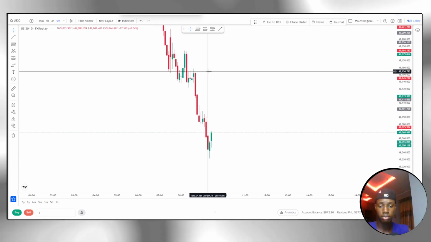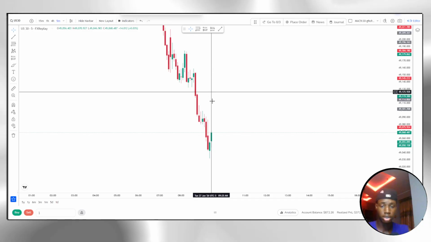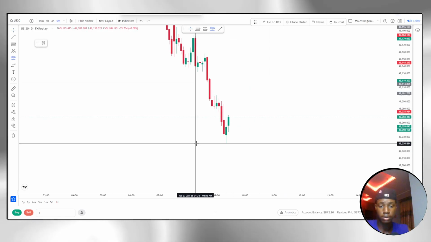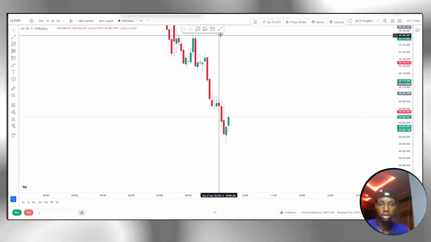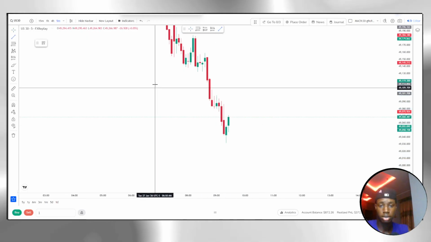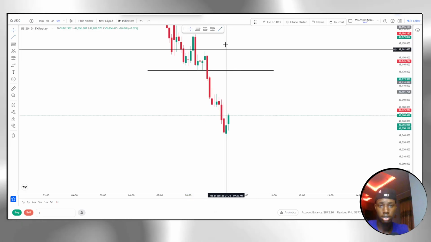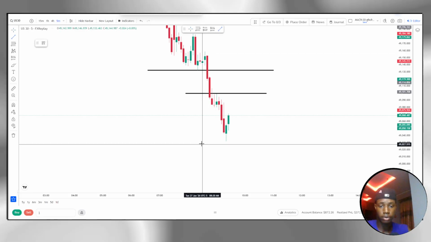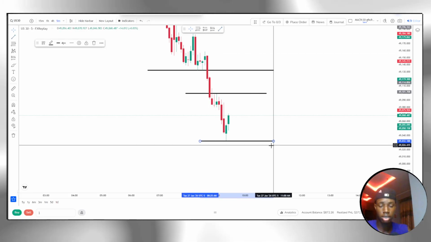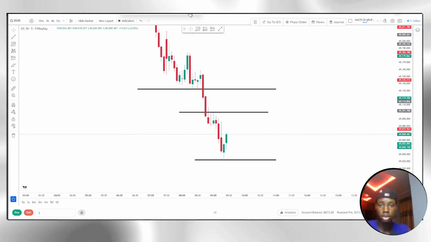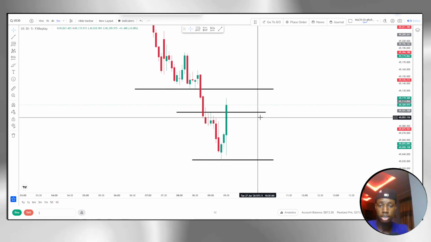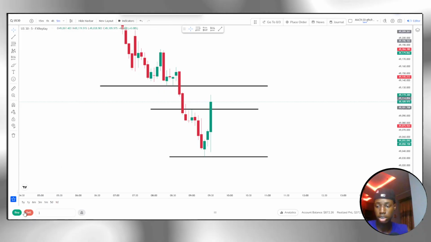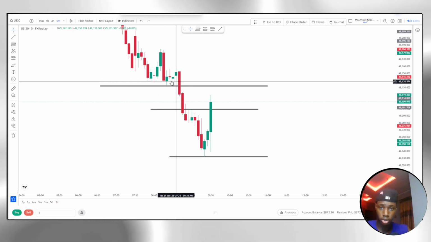Then 1 minute speed. Okay, so we have a level here. We also have a level here. We have a level here. If we want to take it off of, let's see which one we want to choose. Okay, so price starts breaking. We can take a buy here, or you want to take a buy here.